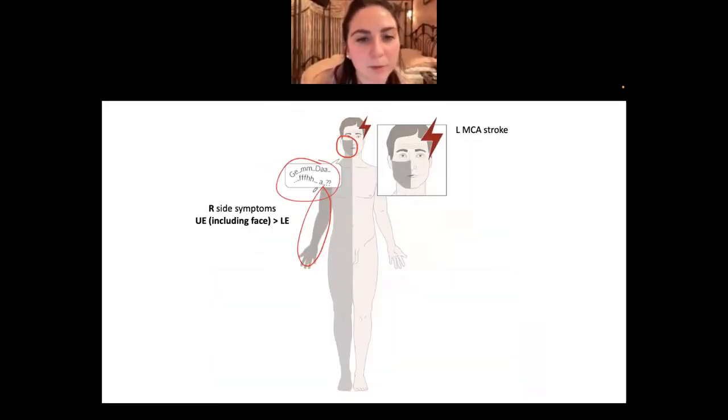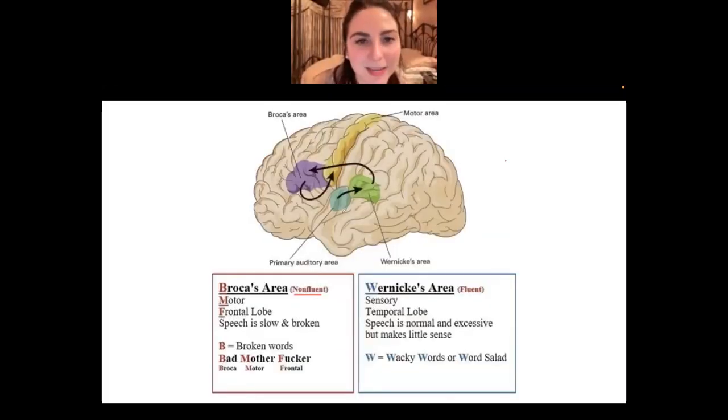Another name for Broca's is non-fluent, because they're not able to speak. They can't say words, so they're stuttering, broken words. This is a motor problem. We're near the motor cortex. That's how you can remember it. It's still in the frontal lobe, but near the primary motor cortex. And speech is slow and broken. So people remember Broca's: motor, frontal.